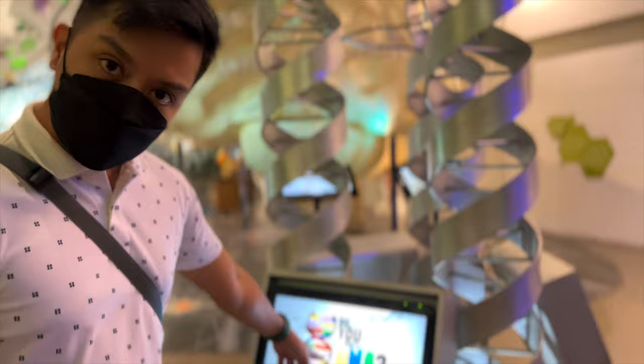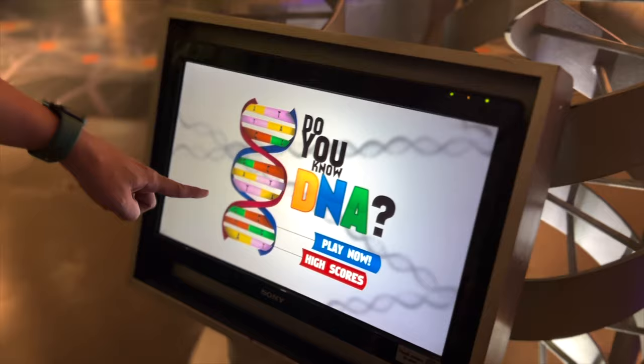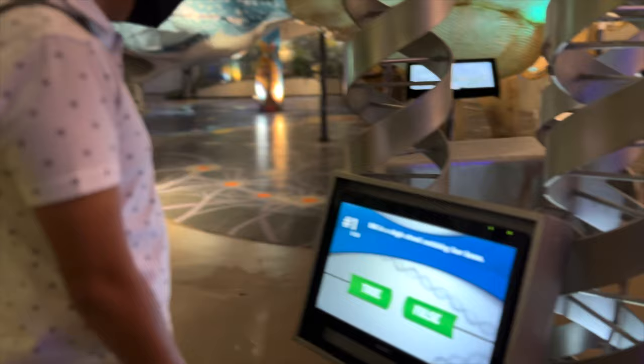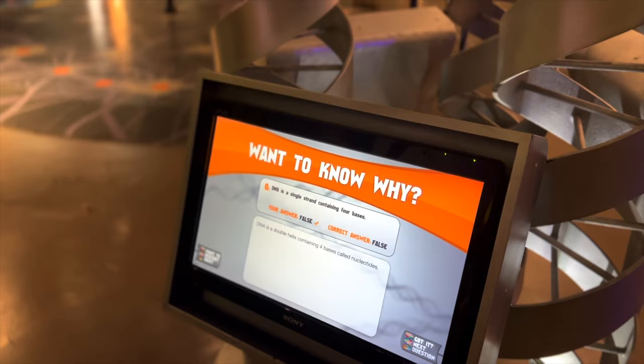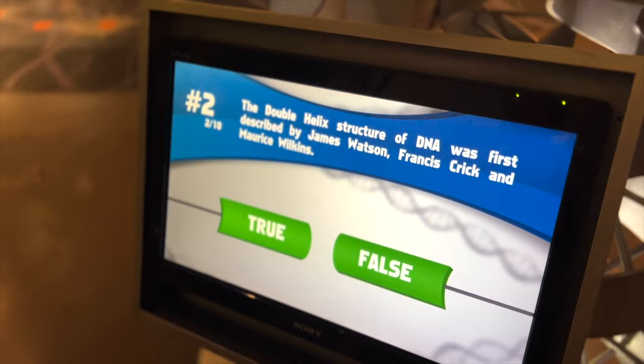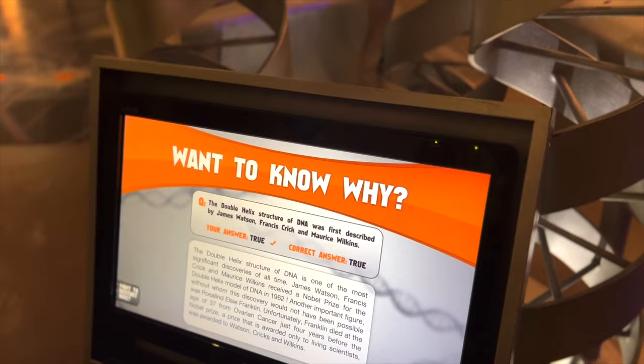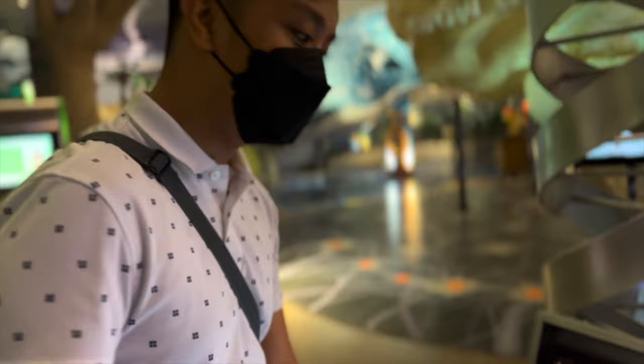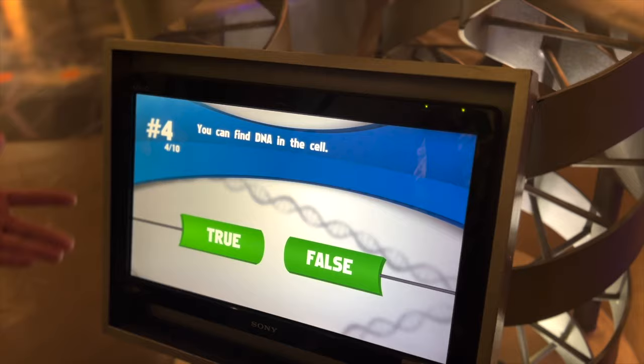Deoxyribonucleic acid. It is the blueprint of the cell. So always combination ng adenine sa thymine and cytosine sa guanine. Let's play. Single-stranded nucleic acid is A. Next question. The double helix structure, yes. So yeah, James Watson. Using electron microscope. Human genes have almost 90% in common with the chimpanzee. So, onting tweak lang magiging tao yung chimpanzee. Tipik-tikin kita pag may mali.